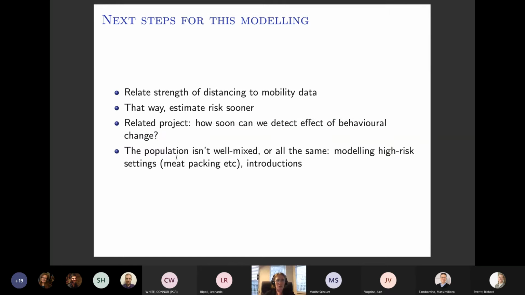Of course, the population is not well mixed, and these models assume this sort of melting pot. They do pretty well, despite the wrongness of that assumption. But of course, we're also looking at more heterogeneous settings for modeling.